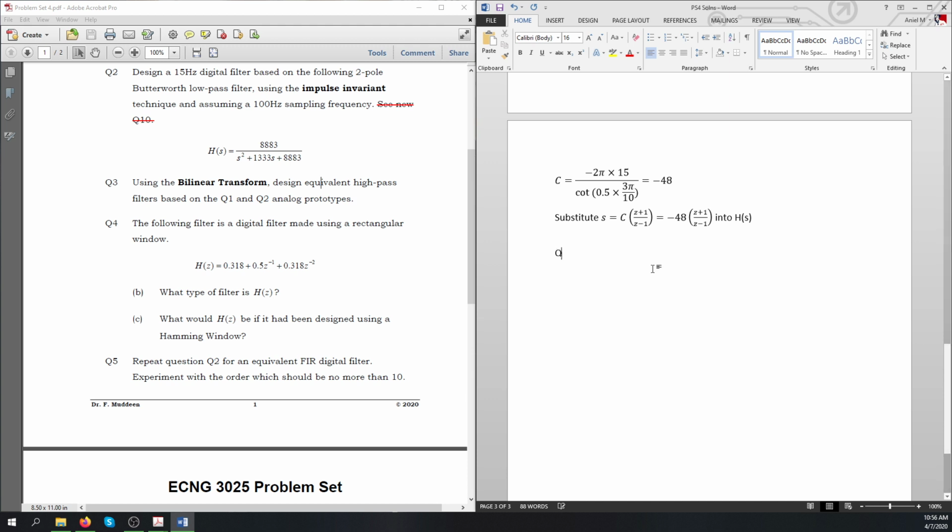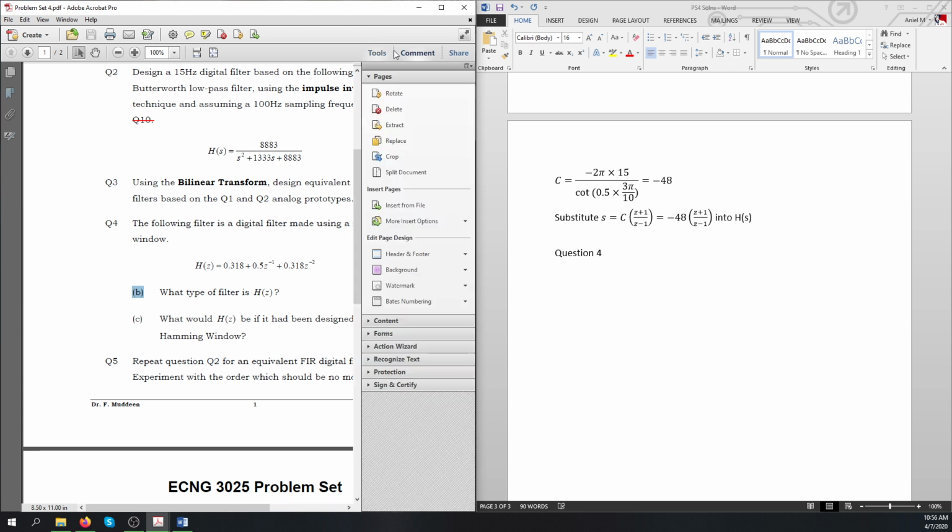Alright, so question 4. See, I have some mistakes here. This is to be part A and part B. I'll fix that accordingly as well, and just highlight that in the meantime.